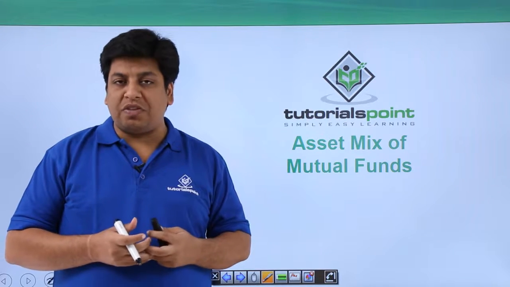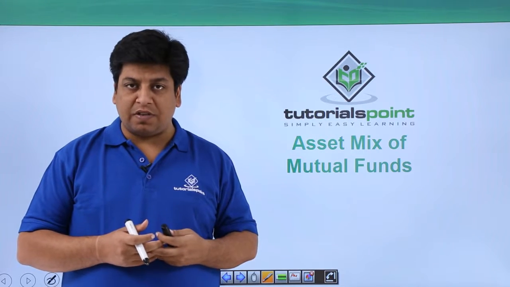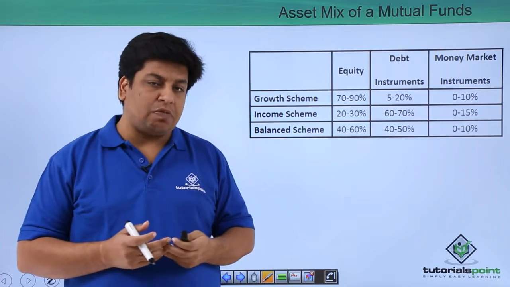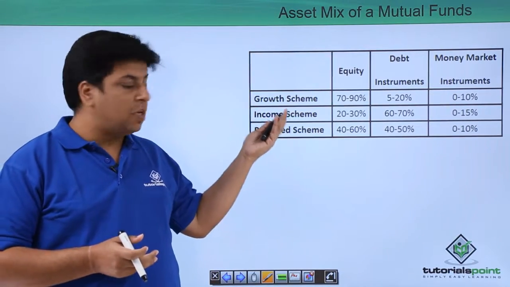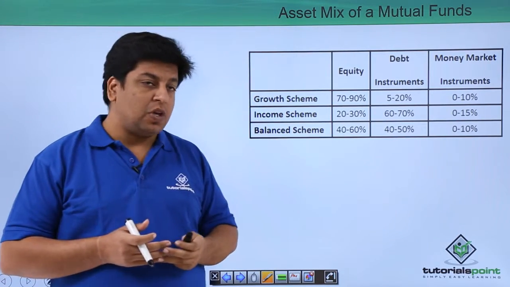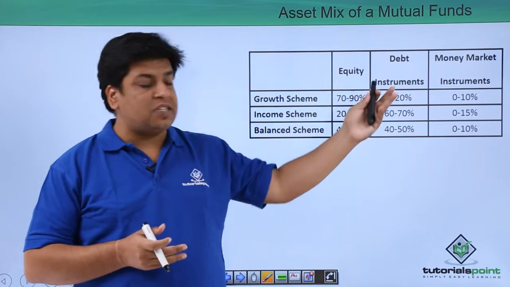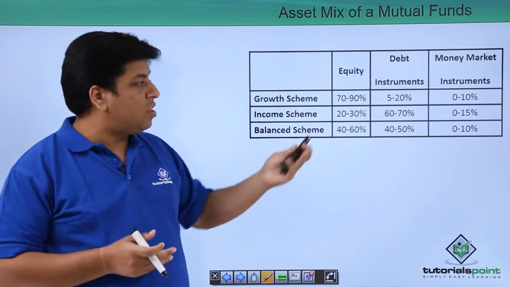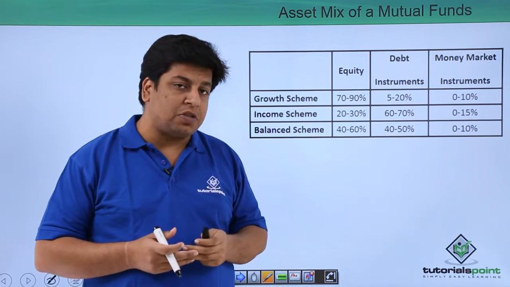Let's understand what the different asset mixes in mutual funds are. For our example, we have taken three schemes of mutual fund. First is your growth scheme, second is your income scheme, and third is your balance scheme. We have taken three asset classes. First is your equity, second is your debt instrument, and third is your money market instrument.